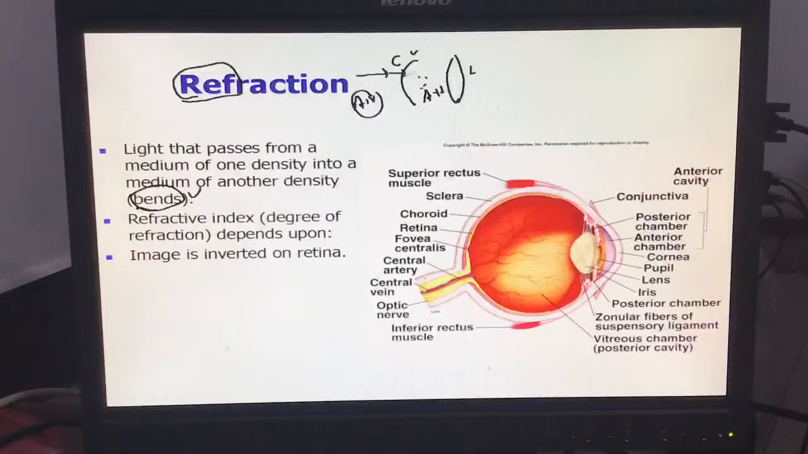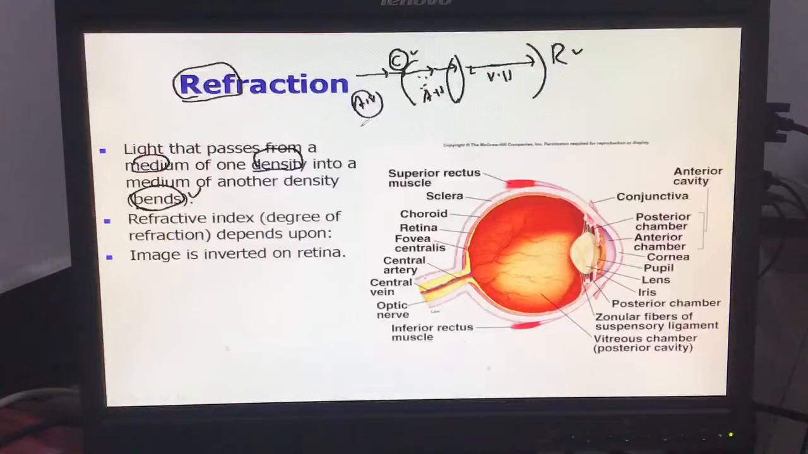Next, light enters the aqueous humor, then passes to the lens, then enters the vitreous humor, then goes toward the retina. So light moving from the cornea to the retina passes through different media, and the density of those media is not the same.